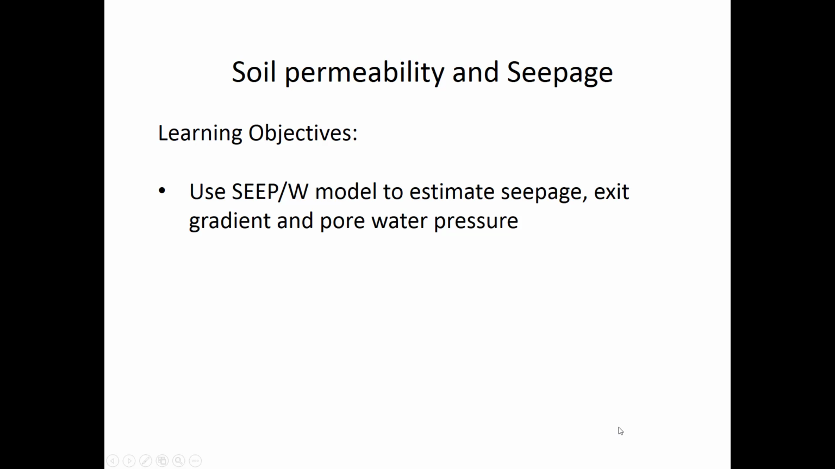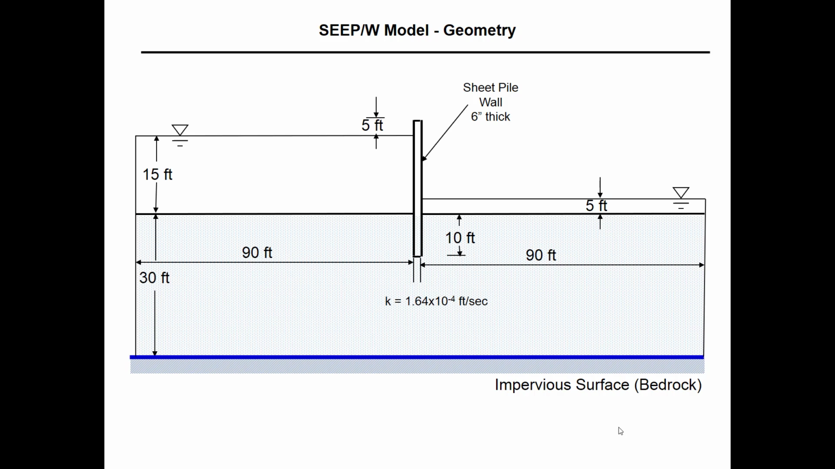In this tutorial, we are going to learn how to use the SEEP/W model to estimate seepage, exit gradient, and pore water pressure. Let us say we have been given a problem geometry where there is a sheet pile wall and there is a water level on two sides. The hydraulic conductivity of the soil has been given.